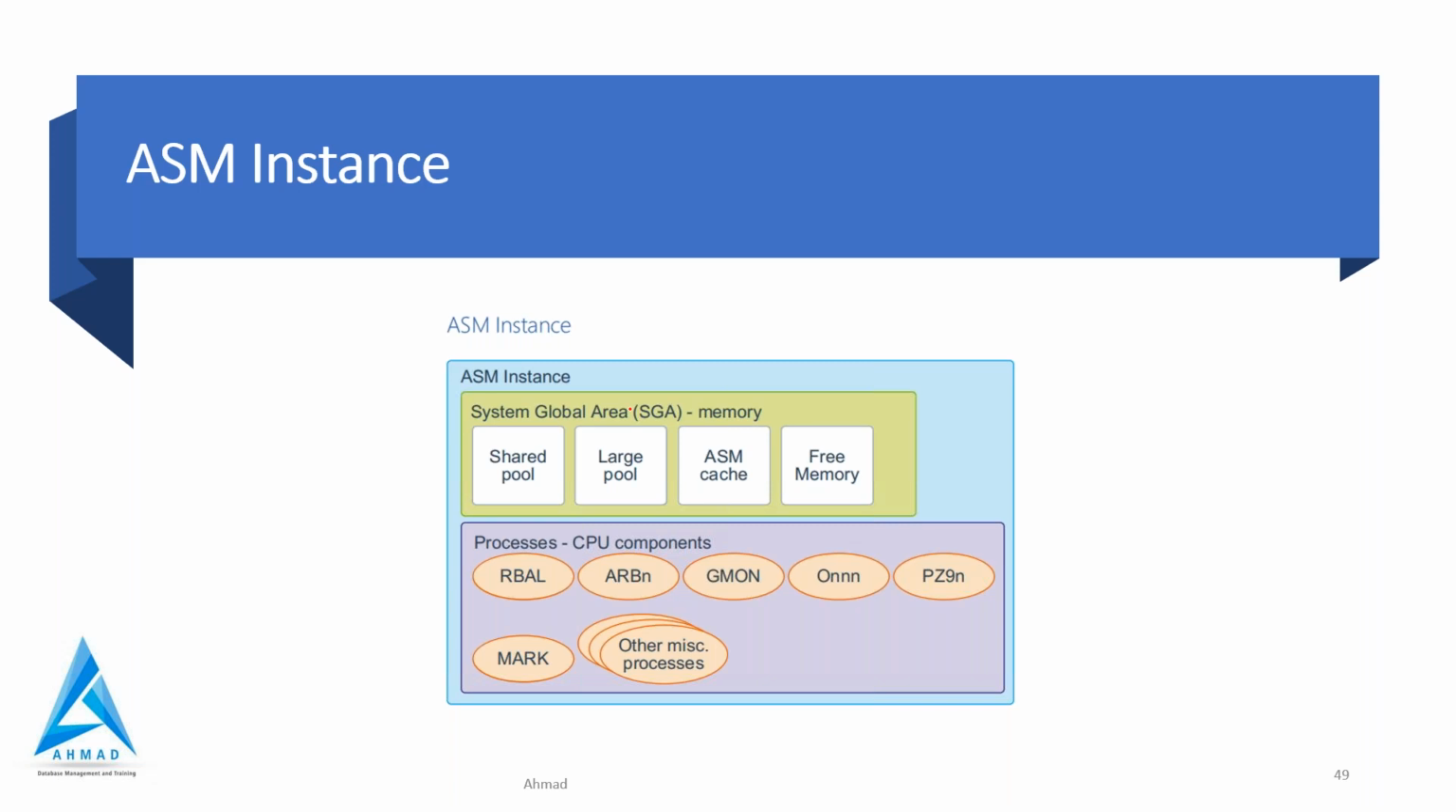The minimum recommended amount of memory for an ASM instance is how many MB? Anyone can tell? Any idea? No one is answering. Okay, 256 MB.